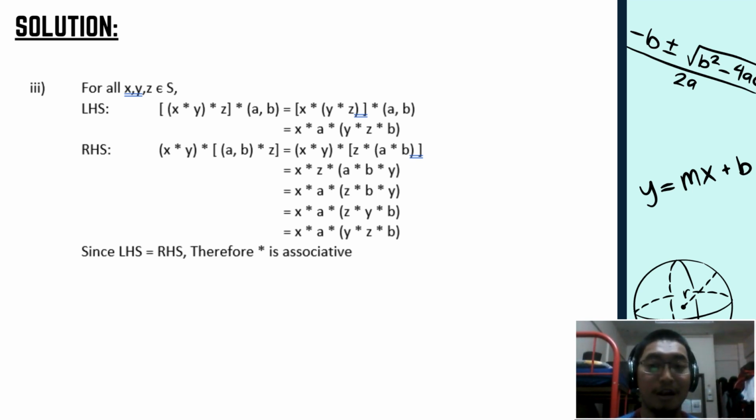All right. So for the right hand side, we have (x * y) * (AB * z) equal to (x * y) * (z * (A * B)). And then after we solve, we got for the right hand side equal to x * A * y * z * B. And then since left hand side equal to right hand side, therefore star is associative.